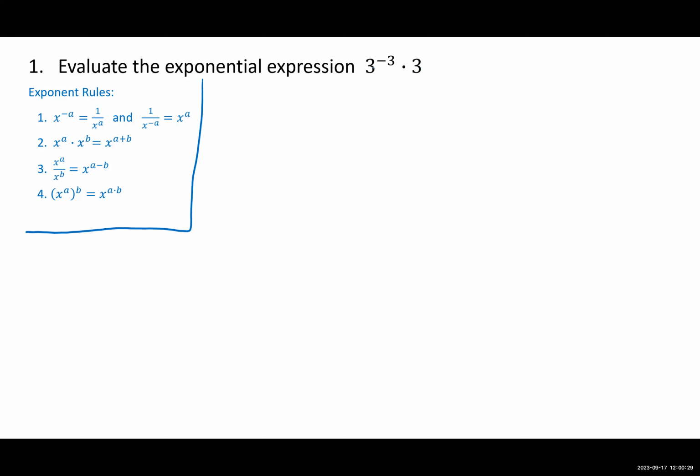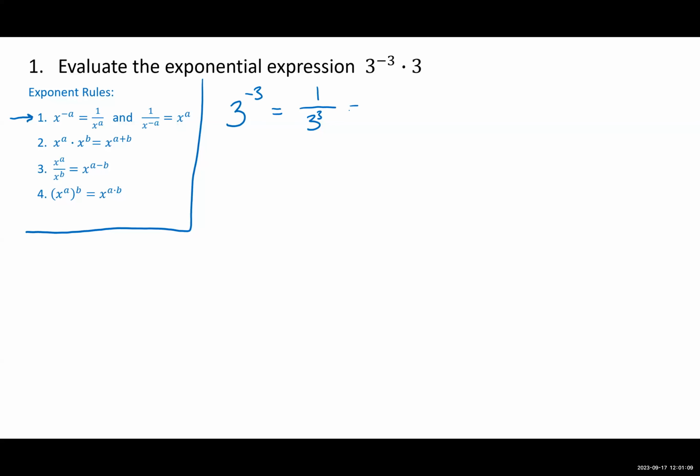3 to the -3 power times 3. Well, let's look at this negative sign first. Let's focus on that negative sign and this first exponent rule, the rule for negative exponents. This is the rule for reciprocals. So what a negative exponent means is reciprocal. So if you have x to the negative a, in this case, 3 would be the x to the power of -3. So there's the x to the negative a. We could rewrite that without a negative exponent as 1 over 3 to the +3. All right, so that's what that first rule is telling us.